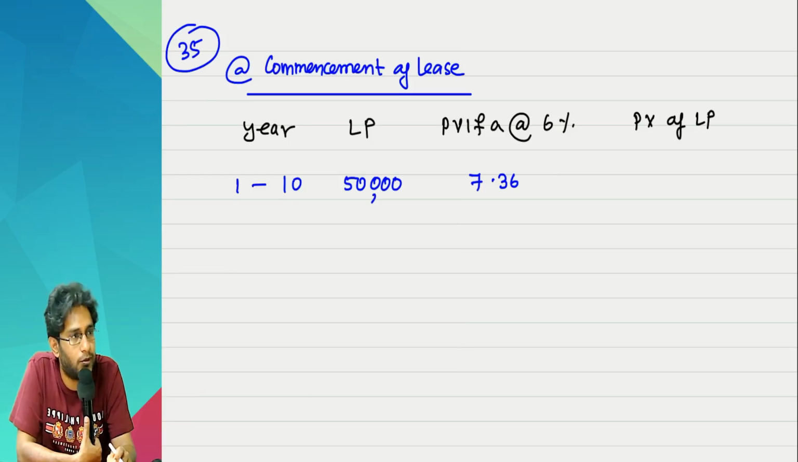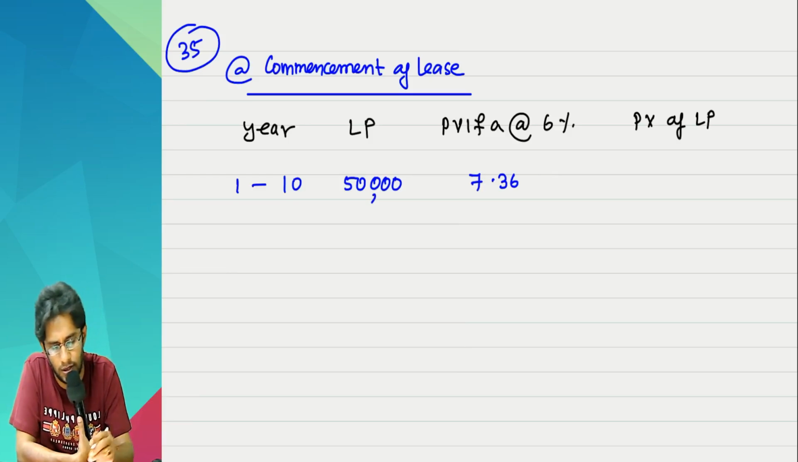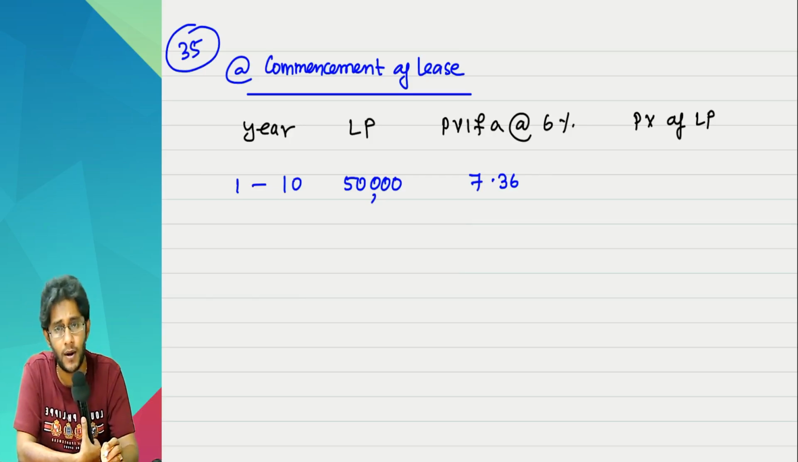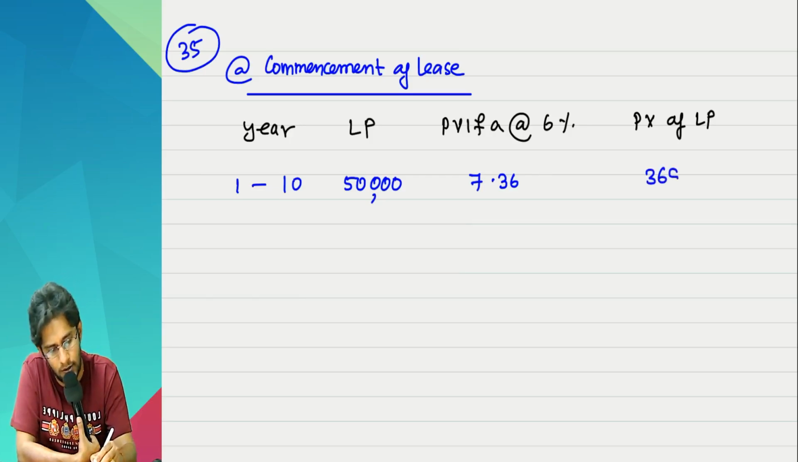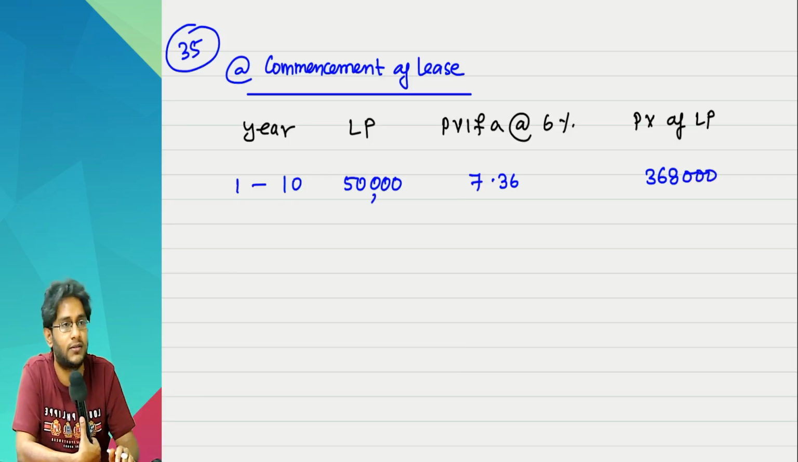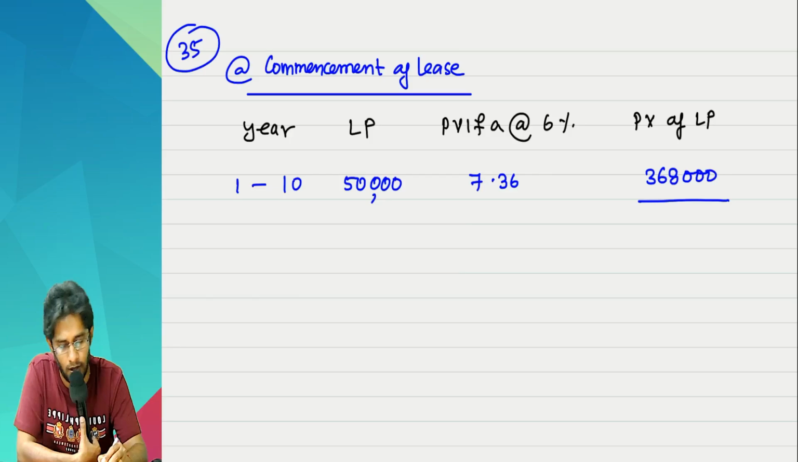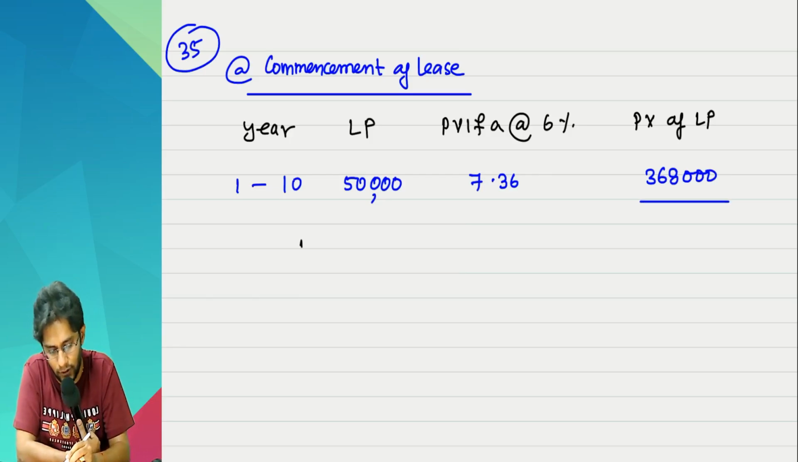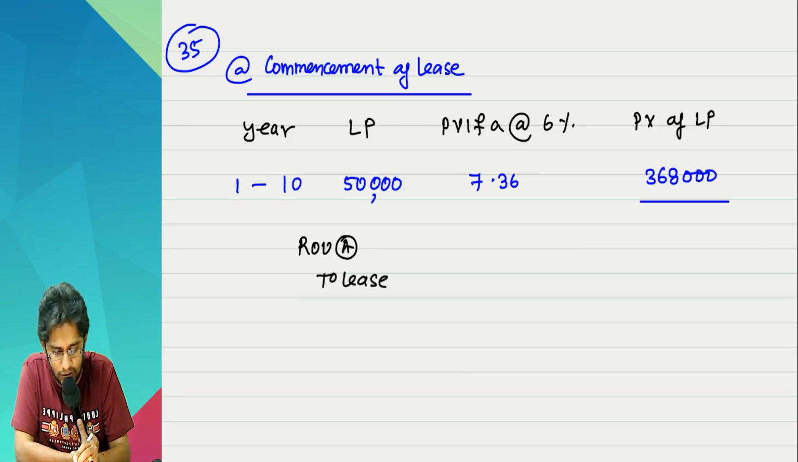Answer, whatever you used, tell me that. 7.36 you used. 360. And that's all. Multiply this more. 3,68,000. Exactly, very well. 3,68,000, that's it. So on the first day you would have recorded an entry like ROU asset account debit to lease liability.